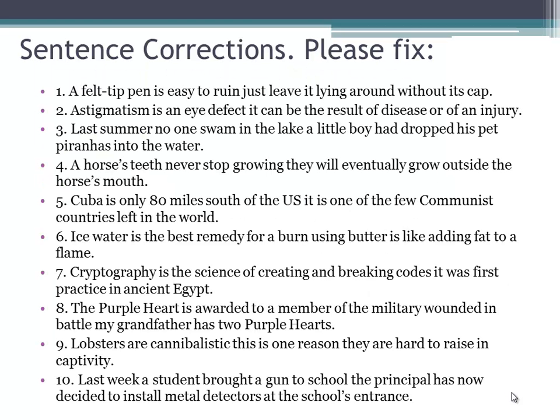So, with that being said, I would like you to take a few minutes. I want you to pull out a piece of paper. Try these 10 sentence corrections. Write them down. And you will be turning these in.